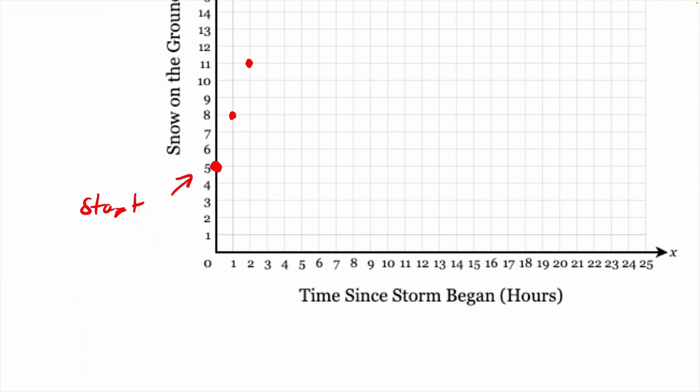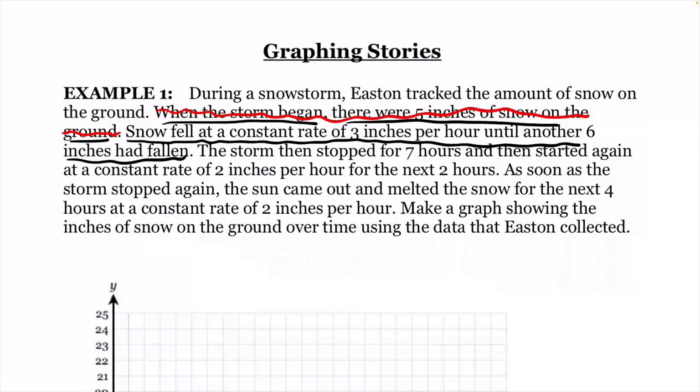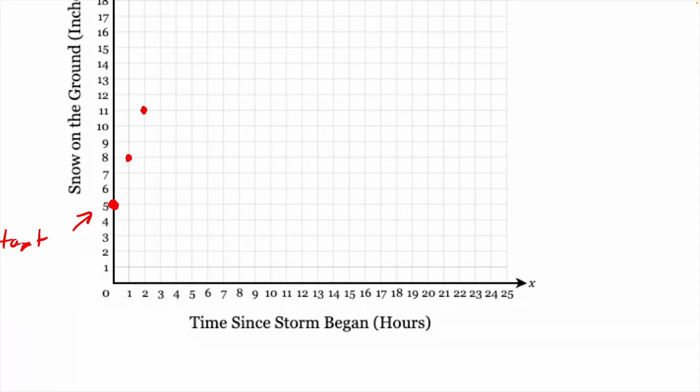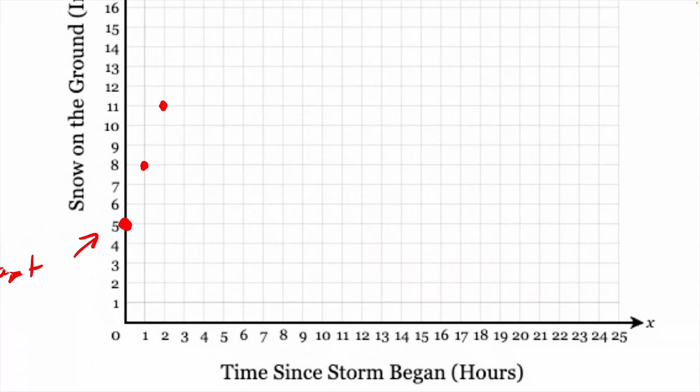Okay, so let's go back up to the story. I'm going to cross out the part that I just did. The storm then stopped for 7 hours. Okay, the storm stopped for 7 hours. So if a storm stops, is there any more snow hitting the ground? No. And it didn't say anything about melting, so we're not melting yet, right?